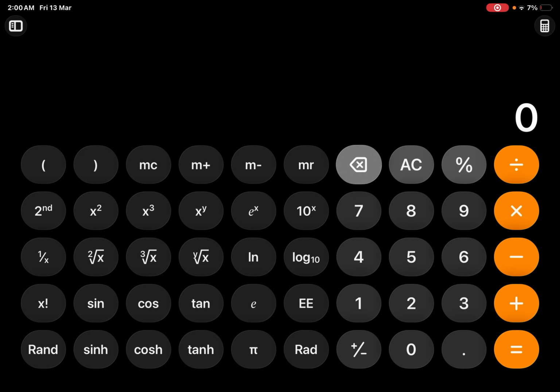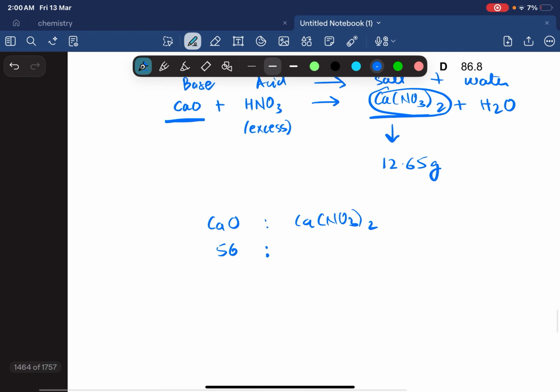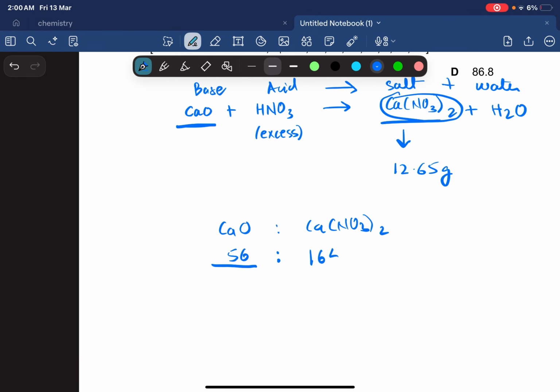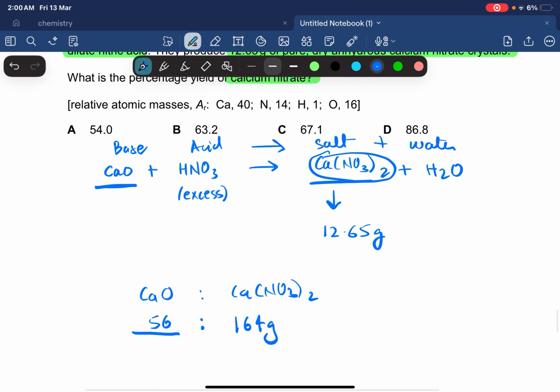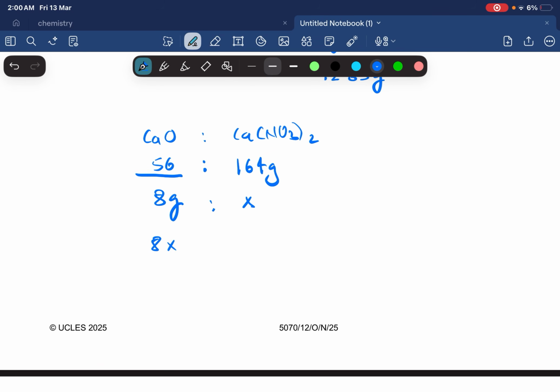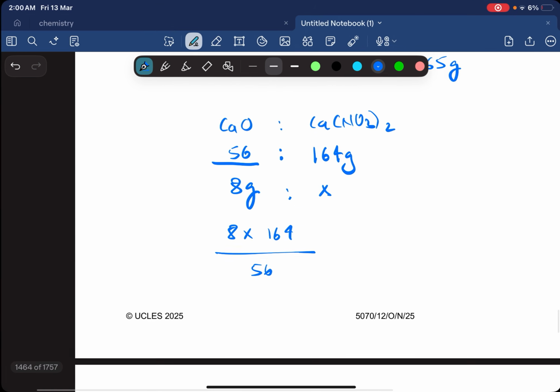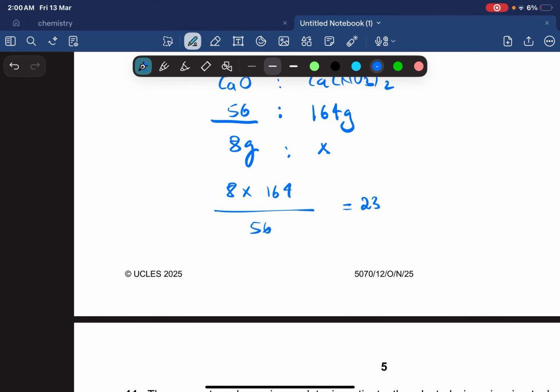Oh, no. It was 40. 40 plus 14 plus 14 plus 16 times 6, that gives me 164. So 56 grams of this is going to make 164 grams of this. So if I have 8 grams of my calcium oxide, then I'm going to produce X grams of calcium nitrate. That comes out to be 8 times 164 upon 56, which gives me 23.4. So I should produce theoretically 23.4 grams.